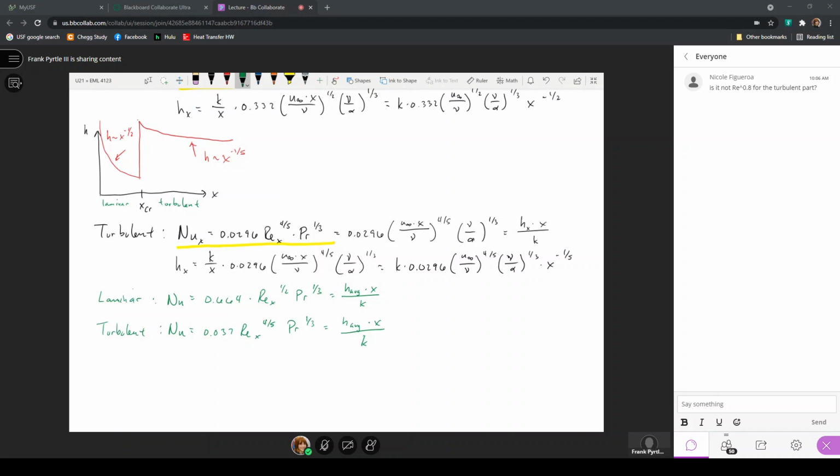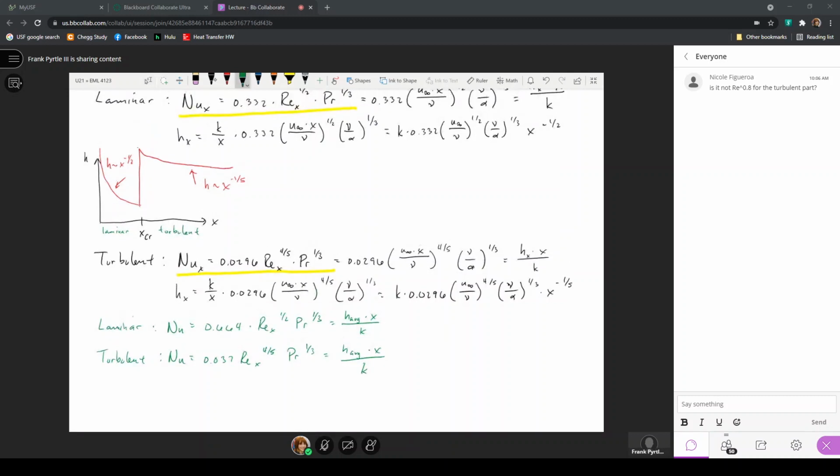Now, depending on the case for the flow, and we look back here at this transition point, it is based on the Reynolds number. The Reynolds number is defined as the free stream velocity times x over the kinematic viscosity. And the critical Reynolds number is 5 times 10 to the 5th. The higher the velocity, the higher the calculated Reynolds number will be. The lower the kinematic viscosity, the higher that Reynolds number will be.